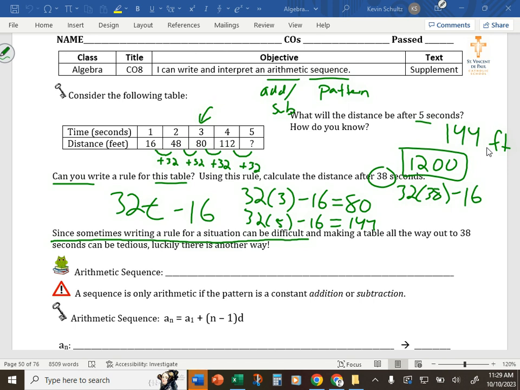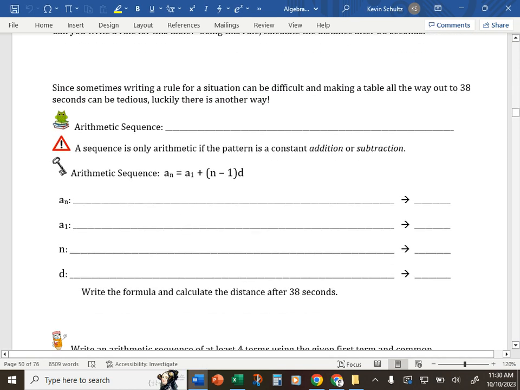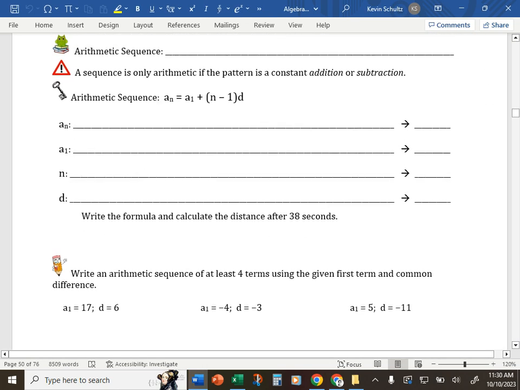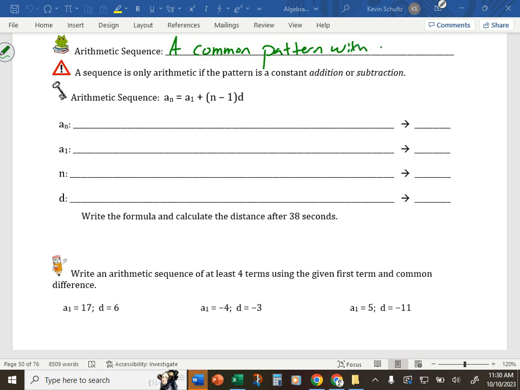Because take a look what we have here, right? We have a sequence, a pattern involving addition and subtraction, in this case adding. We're adding 32 to get from term to term, right? So the way around writing that rule, we can use an arithmetic sequence, which the definition of it is a common pattern with addition or subtraction. A common pattern with addition or subtraction.